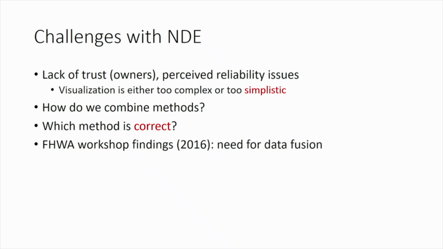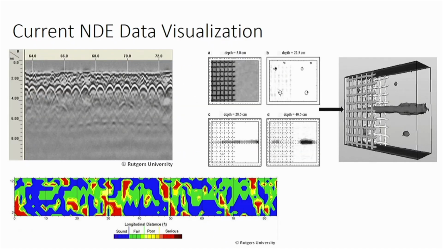At FHWA, there was a workshop in 2016, and the outcome of that workshop indicated that we need data fusion in order to address these challenges. So the visualizations that we do with NDE techniques could be from an A scan, which is just a time series. It could be a B scan or a C scan that you can see here. That's a C scan, so you have the depth of the deck, you have the level of rebars, and that's from ground penetrating radar or GPR method.